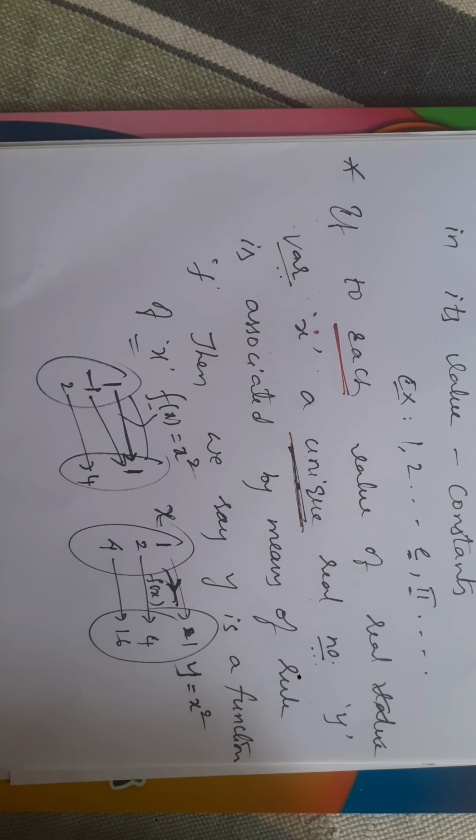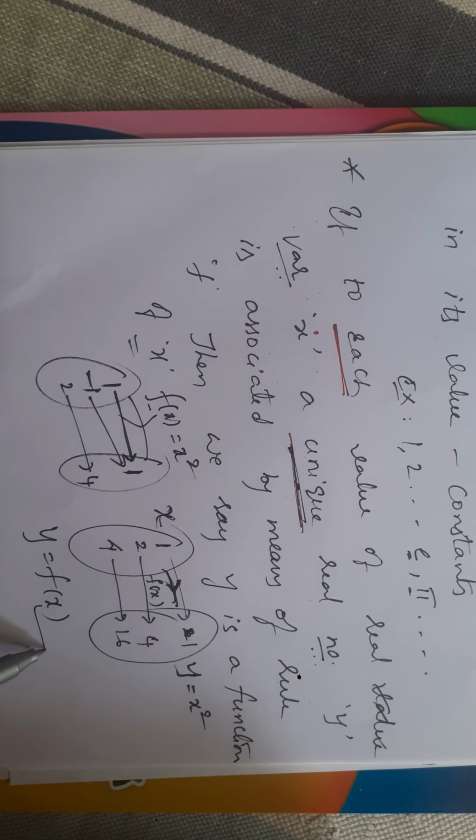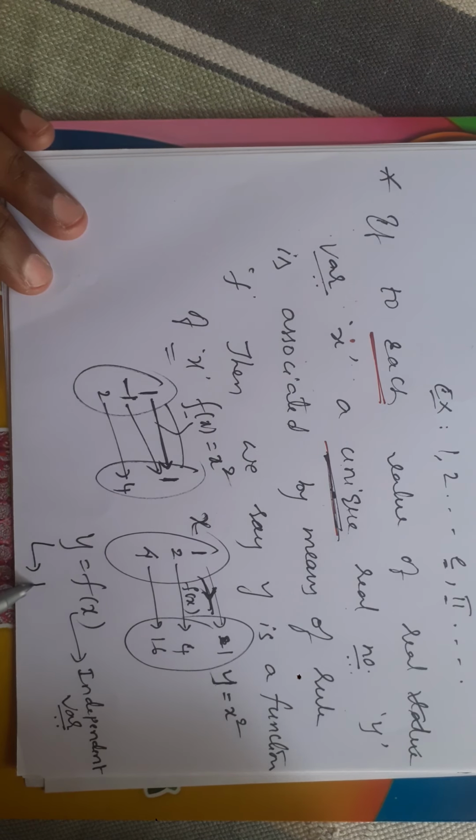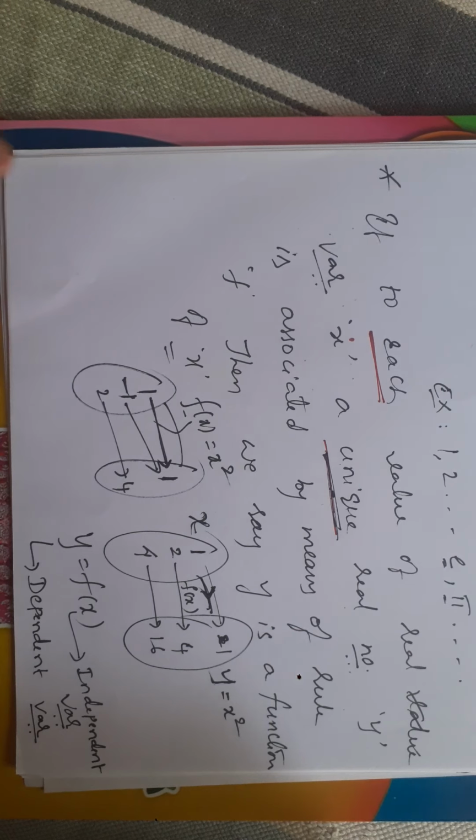Here we can remember one more important note: if I write y is equal to f of x, this x is called the independent variable. X is called the independent variable. And y is called the dependent variable. Y is called the dependent variable.